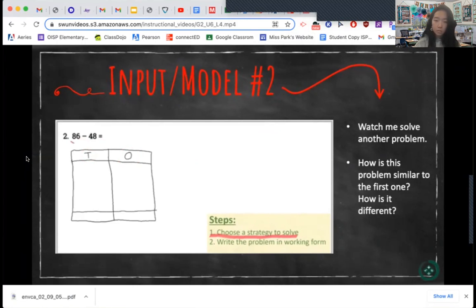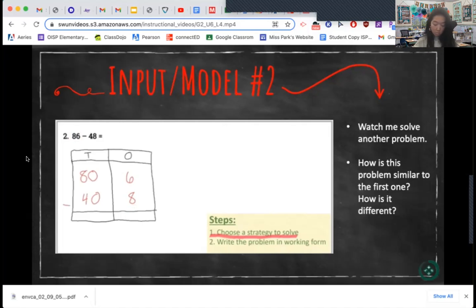Now I can represent the minuend 86 by showing 86 is equal to 80 plus 6. Then I can represent the subtrahend 48 by showing 48 is equal to 40 plus 8, and then we will subtract. So we start with our ones place, 6 minus 8. We cannot subtract 8 from 6, so we need to regroup our tens place.